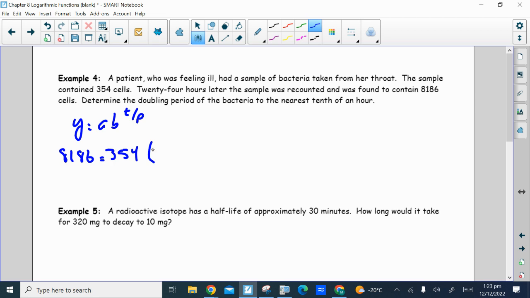We're asked to find the doubling period, which means that the growth factor is 2. The number of bacteria is doubling every so often, and that's what we're trying to find. What is the doubling period? If the time that had passed was 24 hours, what is the doubling period? So I would divide both sides by 354 as an initial step.